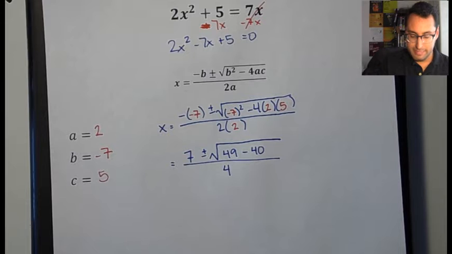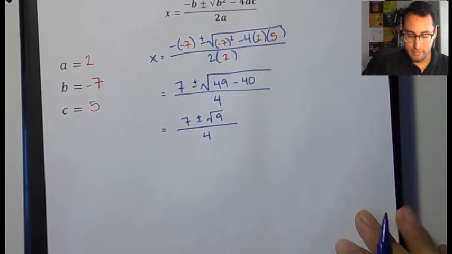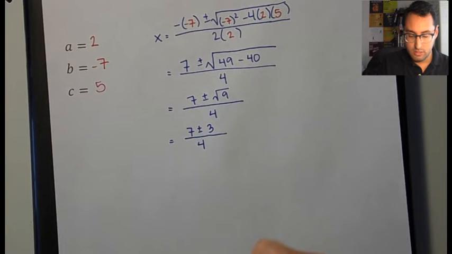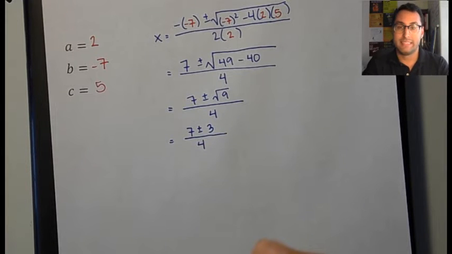I'm going to simplify inside of our square root. So we're going to have 7 plus or minus square root of, 49 minus 40 is just 9. So we have square root of 9. And then again, this is all divided by 4. Here, we simplify our square roots. We have plus or minus square root of 9 is 3. So we have 7 plus or minus 3 divided by 4.